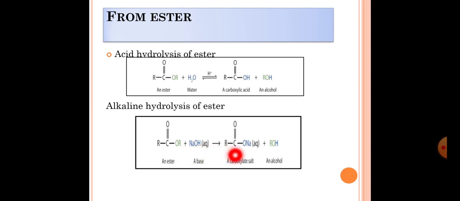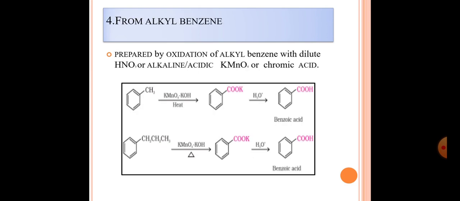Okay, and what is the product formation? A carboxylate salt is going to be prepared, that is ONa, plus alcohol. And further on hydrolysis, this salt gives you the formation of carboxylic acid. That is, the carboxylate salt of sodium is converted to the carboxylic acid. So that is the reaction for the preparation of carboxylic acid from ester. The fourth reaction for the preparation of carboxylic acid is from alkyl benzene.